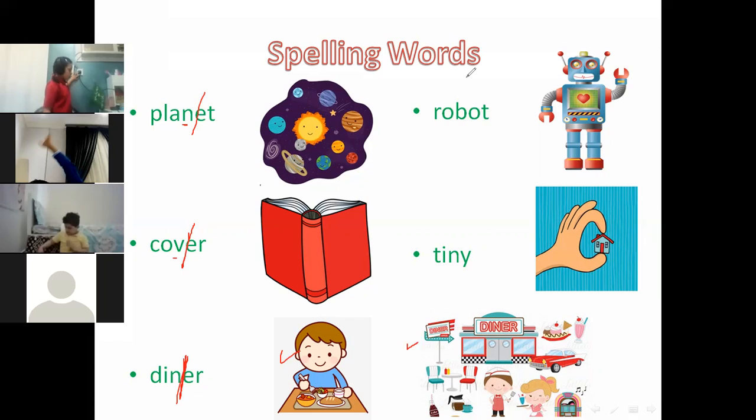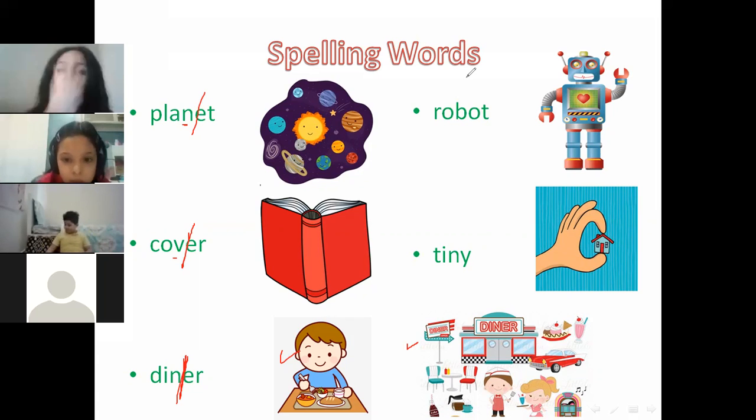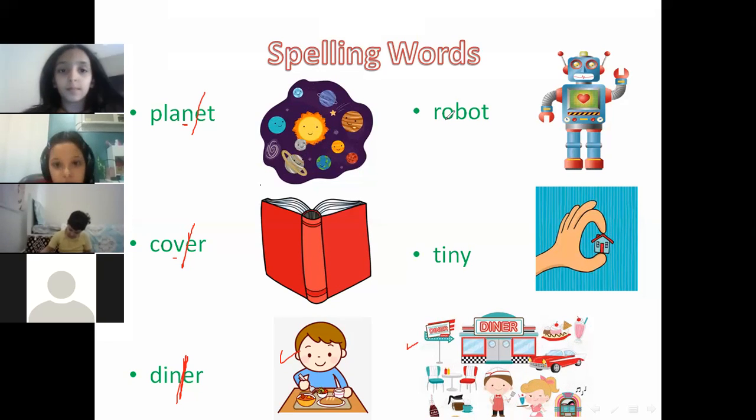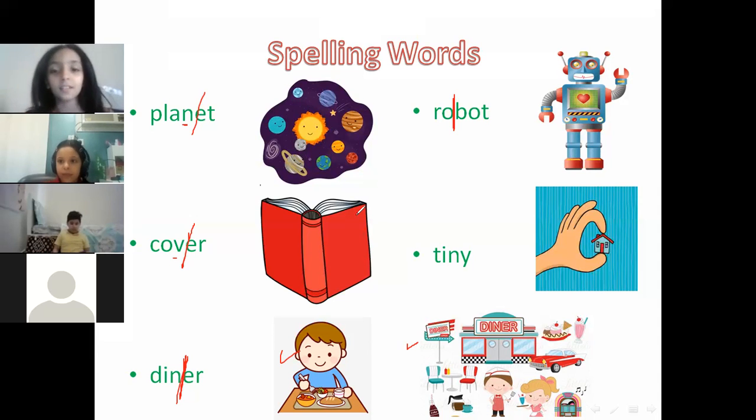Hissa. Robot. How can we divide robot? Hissa. Again, Hissa, unmute your mic again. Yes, Hissa. How can we divide the word robot? Robot. Row. Excellent. Robot. Amazing. Rafif, how can we divide? Read the word and tell me how we will divide it.